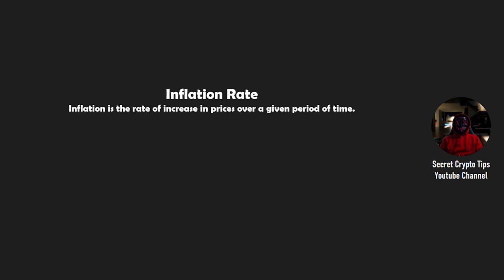Number 1. Inflation rate is a measure of the average change over time in the prices paid by urban consumers for a market basket of consumer goods and services. CPI is the index for United States inflation rates.